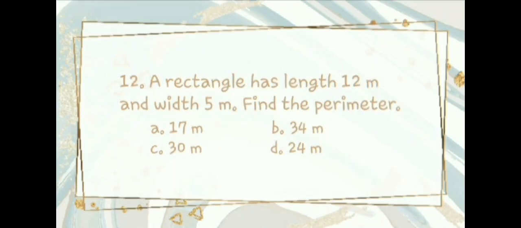Okay, for number 12, a rectangle has a length of 12 meters and a width of 5 meters. Find the perimeter. So we are asked to find the perimeter. We write the given: the length is 12 meters, and the width is 5 meters. The formula that we are going to use is the perimeter of a rectangle.